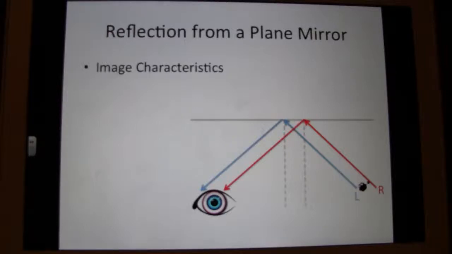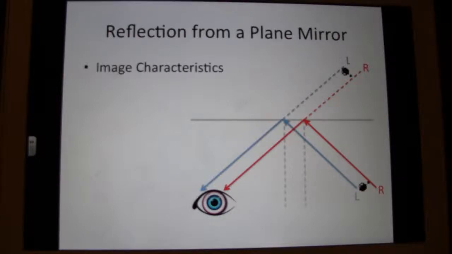However, our brains do not have the ability to detect the reflection of waves, the change in direction of these waves. Instead, we perceive light traveling in straight lines. So if we trace those rays that head into our eyes back, we see that the image that is produced is considered behind the mirror.